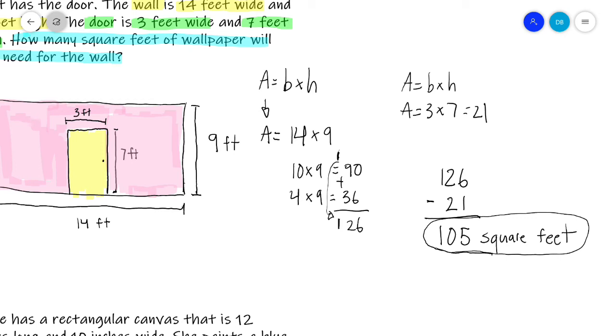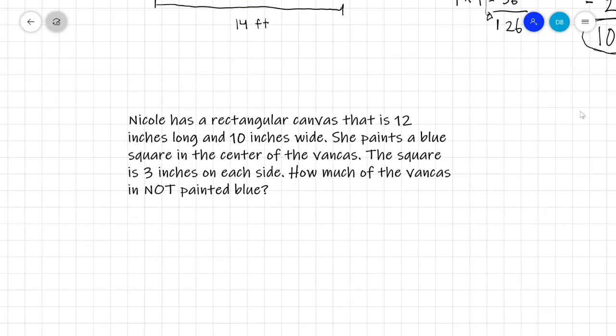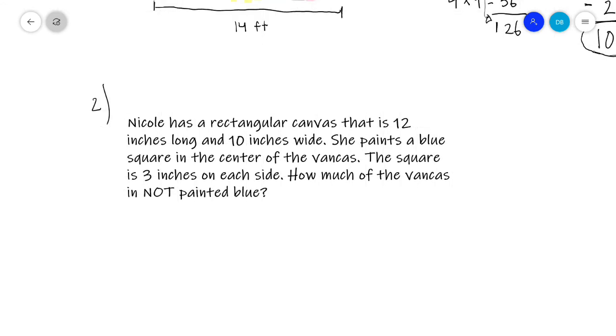Let's move on to number 2. Nicole has a rectangular canvas that is 12 inches long and 10 inches wide. She paints a blue square in the center of the canvas. Not that, typo. This is supposed to be canvas. Sorry. The square is 3 inches on each side. How much of the canvas is not painted blue?